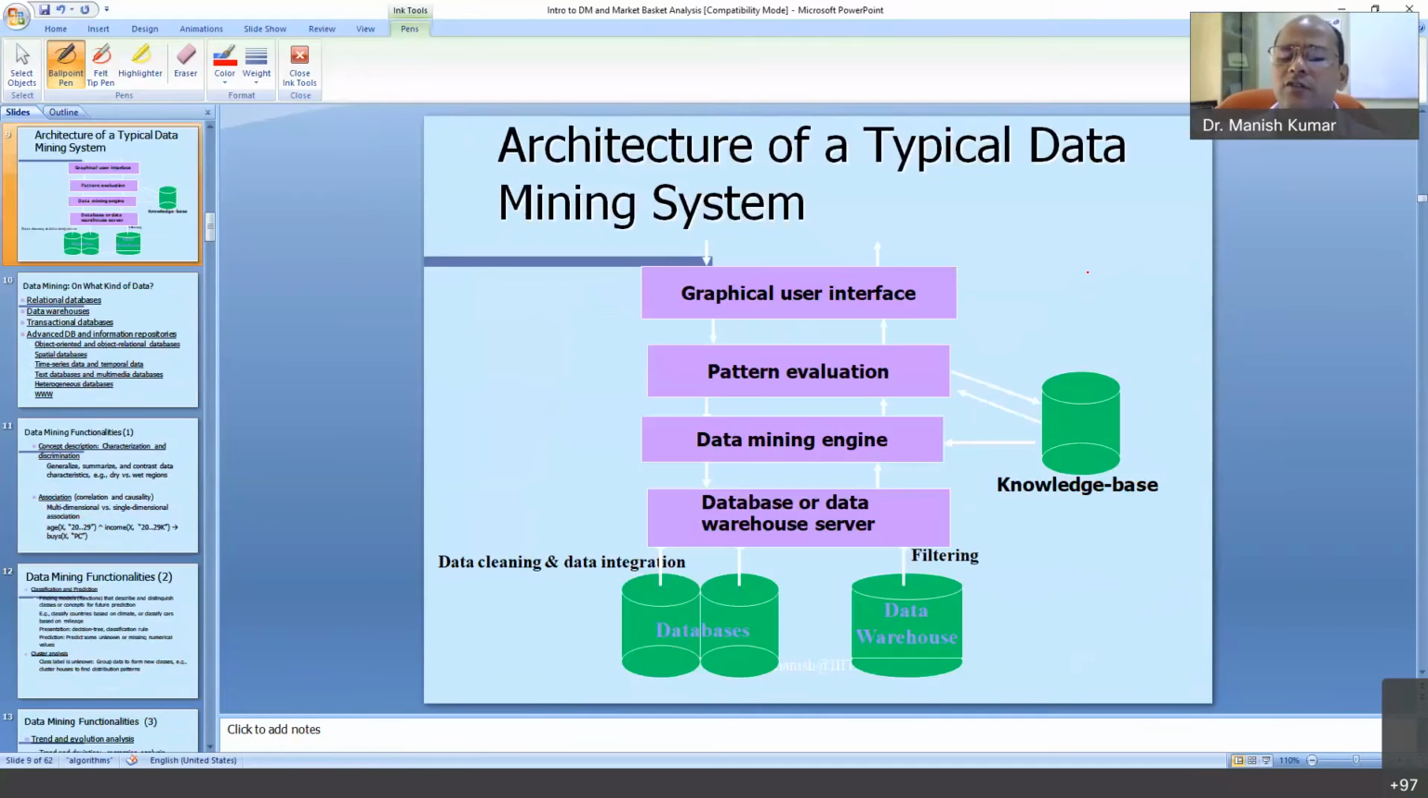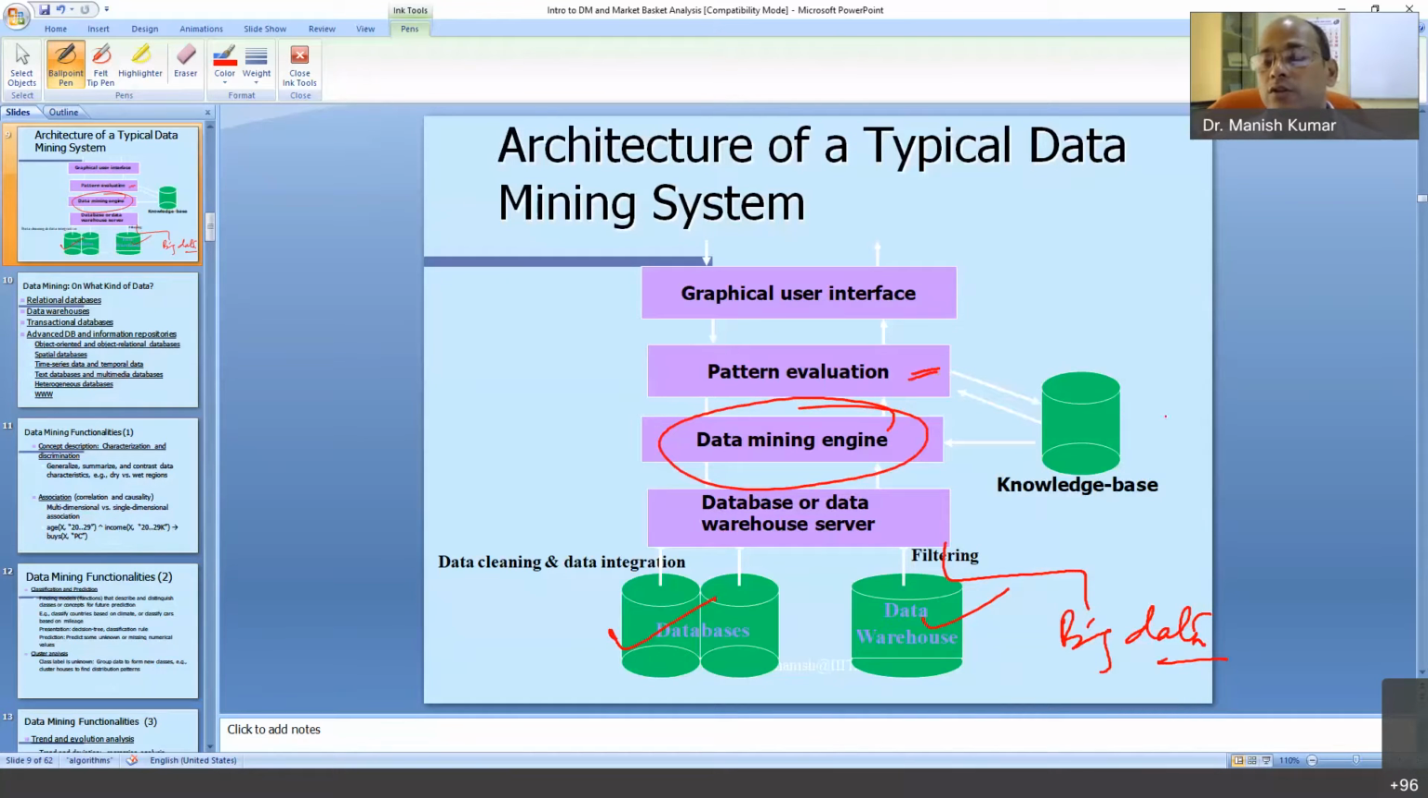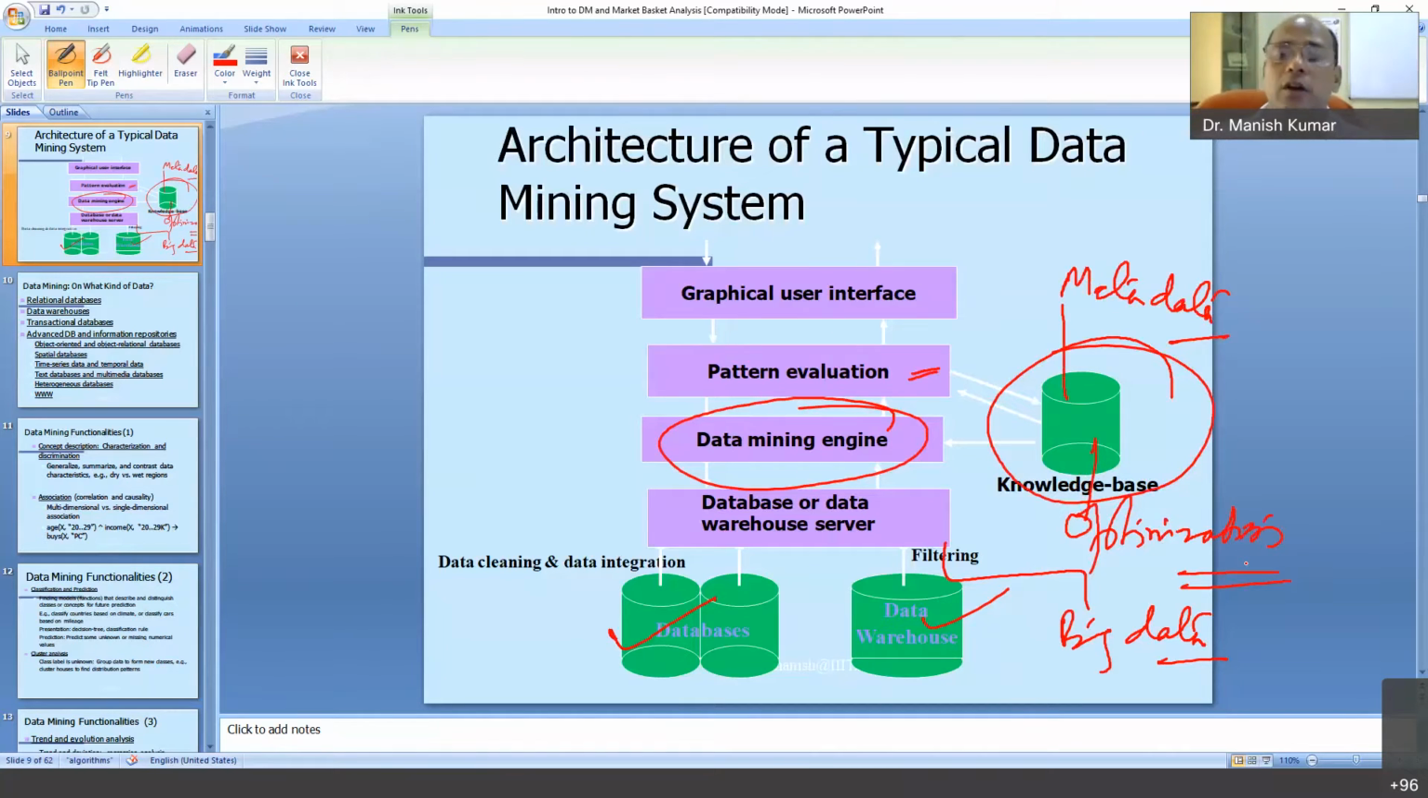The architecture, if you look, is very simple. You have databases, you have a data warehouse, and you can always add big data to this also. Then you access and extract the task-relevant data, and it goes to the database engine, the data mining engine, and then we look at pattern evaluation. This is the knowledge base, which is nothing but metadata, created for futuristic use or for optimization purposes. A lot of optimization is required in this case also. So it is a very typical and very simple architecture.